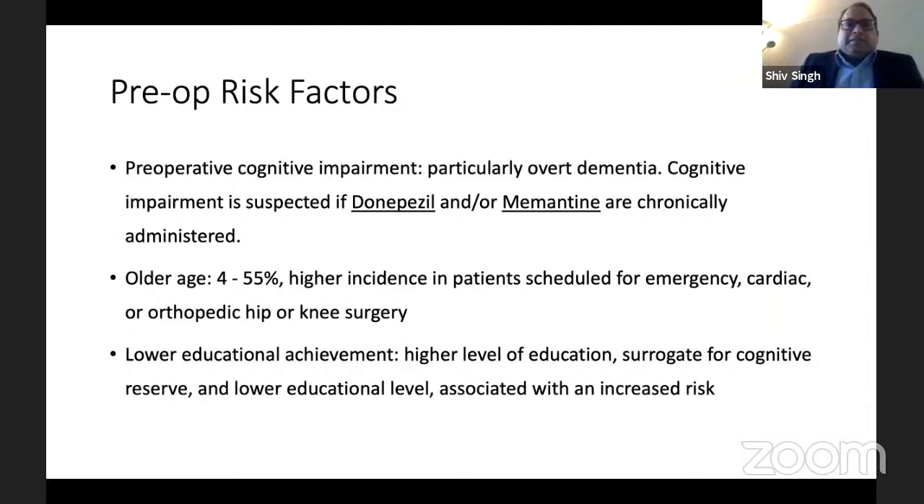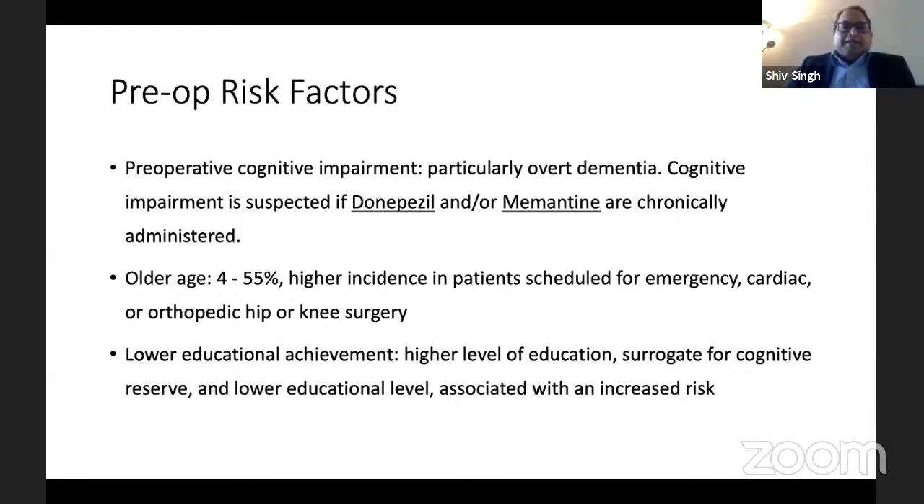So what are the risk factors? We can look at the preoperative risk factors, intraoperative risk factors, and postoperative risk factors. Preoperative cognitive impairment is one of the risk factors. So the patient already has some kind of overt dementia. And this is only possible if you go deeper into the history. This might come from the patient's relatives, or from looking at the drug history. If somebody is on drugs like donepezil or memantine for a period of time, then you have to start thinking. Obviously, this patient has seen a psychiatrist or been to the memory services.